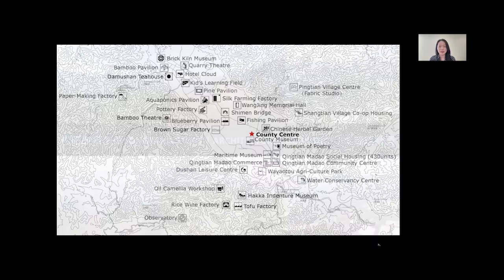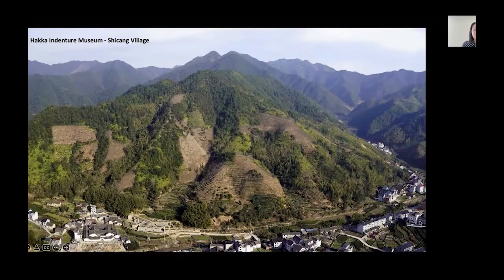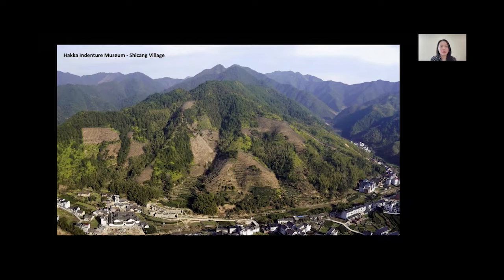At the same time, all these projects are also building up a circulation within this region. The Hakka Indenture Museum in this mountain village is to provide a new cultural and public facility for the village.